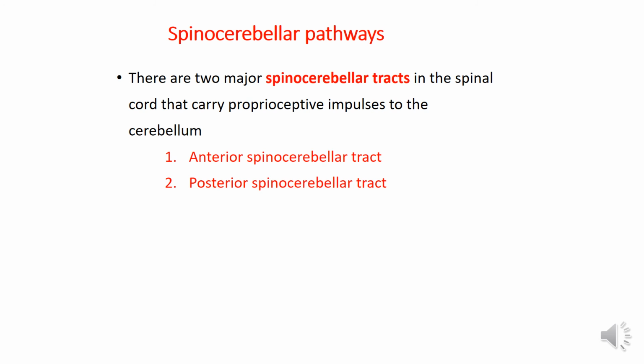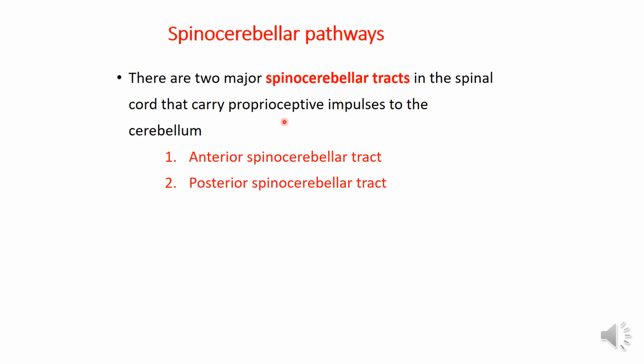Another type of sensory pathway is the spinocerebellar pathways. These include the anterior spinocerebellar tract and the posterior spinocerebellar tract. From the name, they start in the spinal cord, terminate in the cerebellum, and carry proprioceptive information, the sensation of the position of different parts of the body in relation to each other.